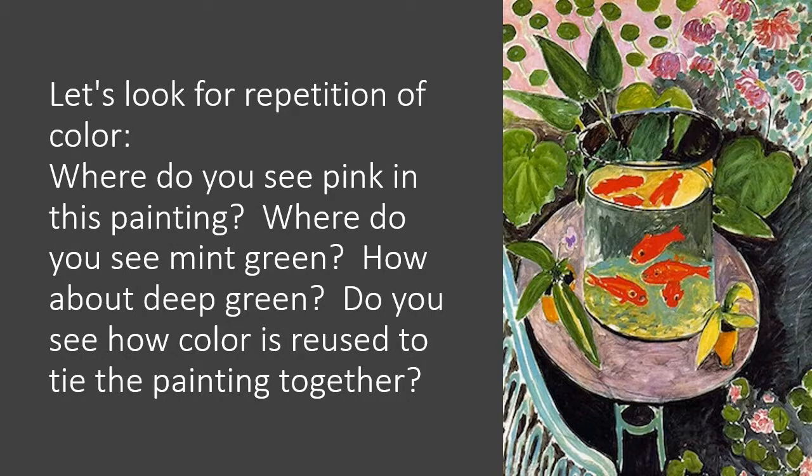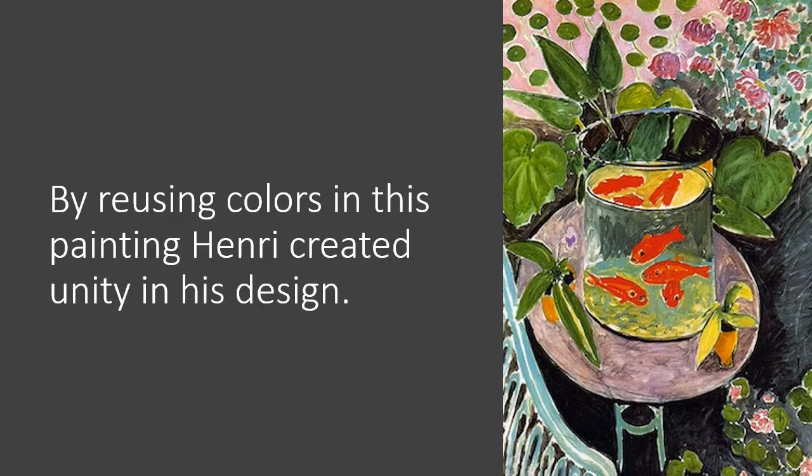Let's look for repetition of color. Where do you see pink in this painting? Where do you see mint green? How about deep green? Do you see how color is reused to tie the painting together? By reusing colors in this painting, Henri created unity in his design.